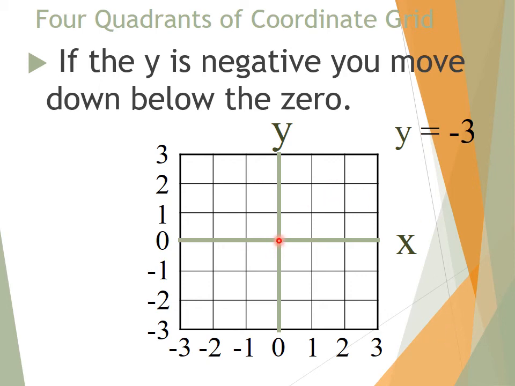That is the intersection of the x and y axis. Okay, this is 1, 2, 3, and here -1, -2, -3, and so on. So right here, what we have to do, we have to move to the negative side, or move downwards along the y-axis. So we move down 3 times. So this is -3.